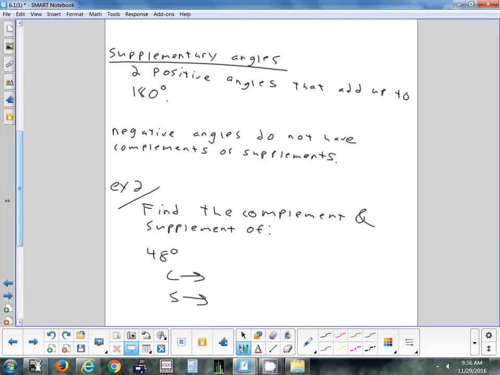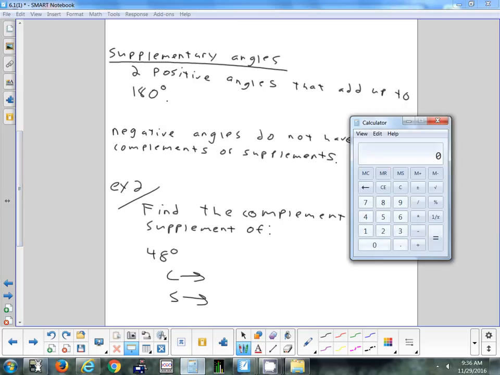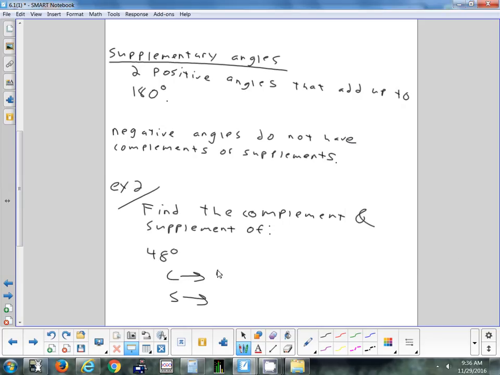Okay, how would you find the complement of 48 degrees? What's the arithmetic you need to do? Take the difference. Okay. To find the complement, you have to have two angles that add to 90. So just take 90, subtract 48, we get 42.